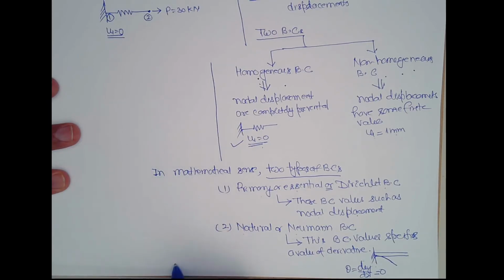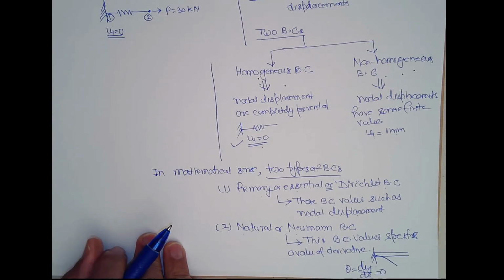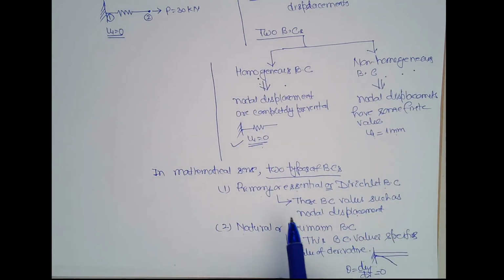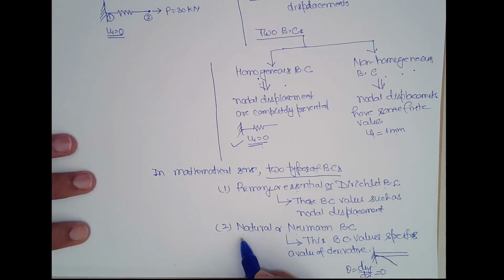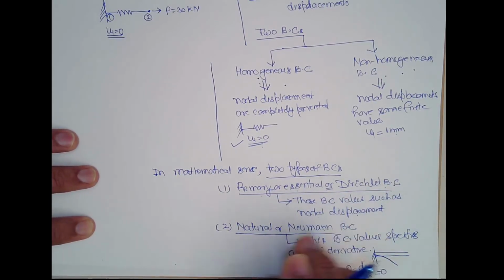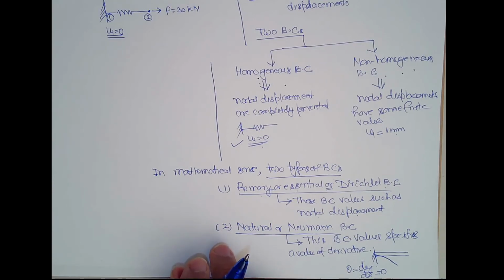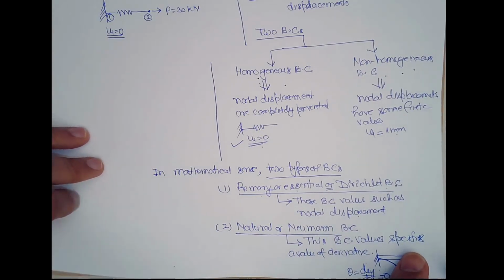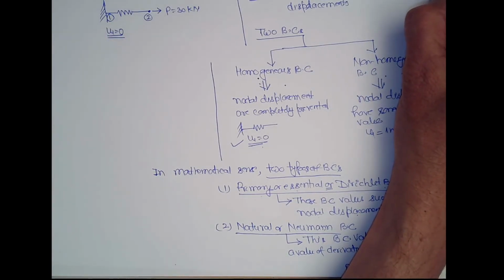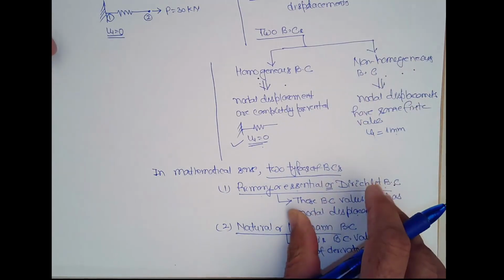This relates mostly in the mathematical sense when we are going to directly solve the differential equation or partial differential equation in finite element. But you should know that one category is homogeneous and non-homogeneous, the other category is primary or essential or Dirichlet, and another is called natural or Neumann boundary conditions. So you should have this understanding, because we will come across something of eigenvalue as well.